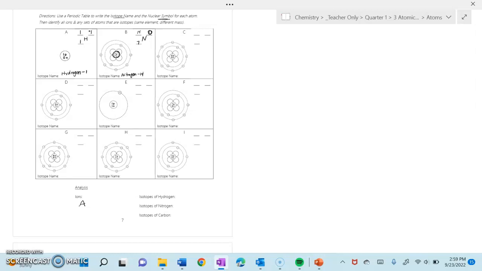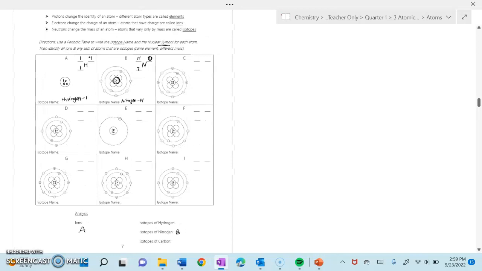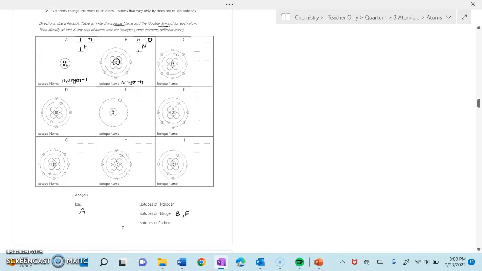Isotopes of nitrogen, that would be B because I have nitrogen and it has a particular mass. Since we are saying isotopes, that means there are going to be multiple versions of nitrogen. Maybe it has a mass of 15. Looks like this one is going to be nitrogen because it has 7 protons and its mass is going to be 15. So there's nitrogen 15. Okay, we'll go ahead and write that there. You'll just list out the letters that go with each form of the isotope.